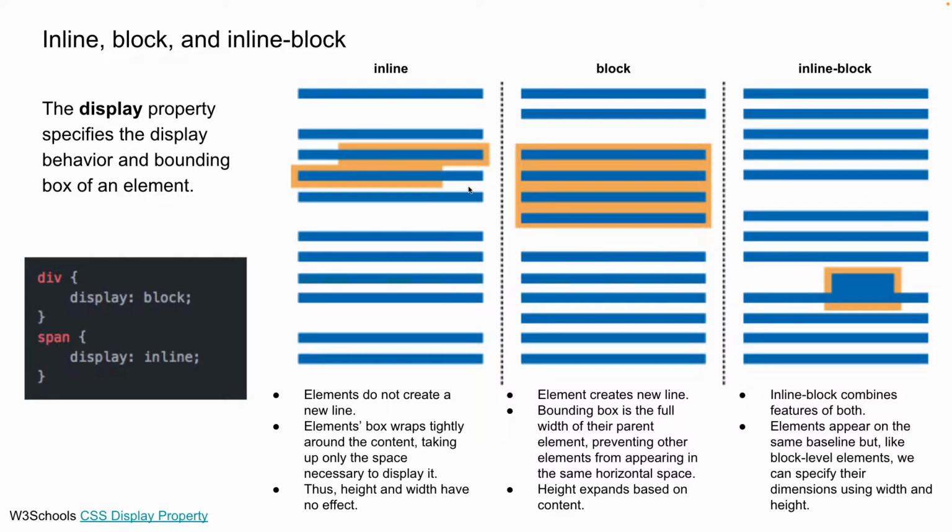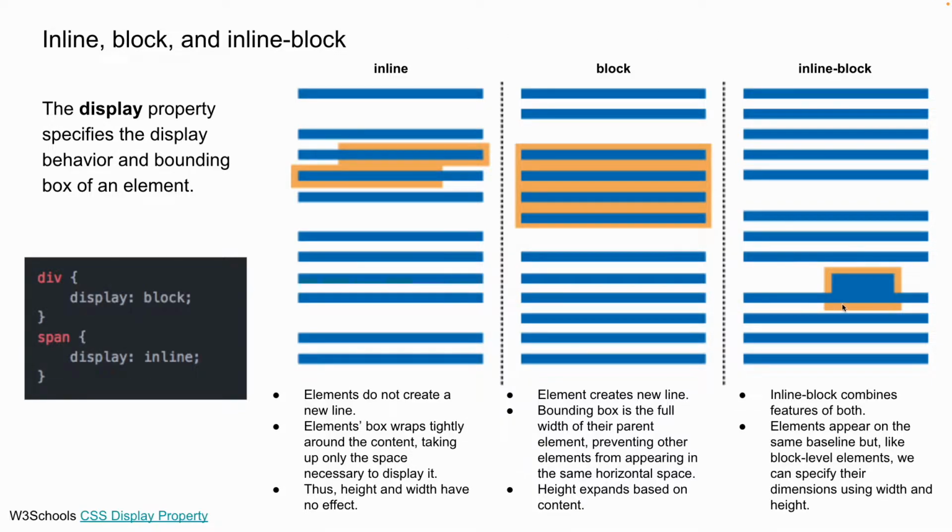And so this is what an inline element looks like. If you have a span, the element does not create a new line. It lives on the same baseline as the text or whatever else is around it, and it wraps tightly around that text. So you can't change the height and width because it's wrapped tightly around the text and you can't control it. A block level element always adds a new line, and you can add a top margin, bottom margin, et cetera, right?